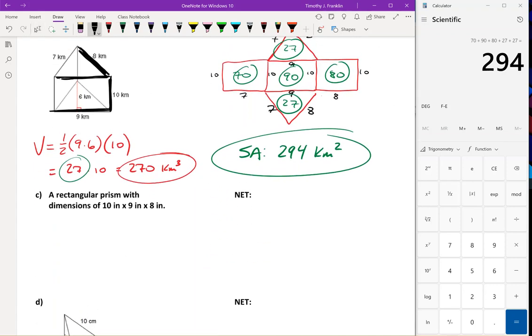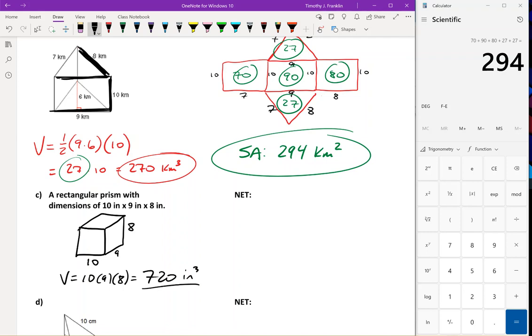Now we have a description of a rectangular prism with dimensions of 10, 9, and 8. So you can try to draw a really quick one. Or you just know that the volume is length times width times height. So we can just do that really quick with the volume. 10 times 9 times 8 is 720 inches cubed.